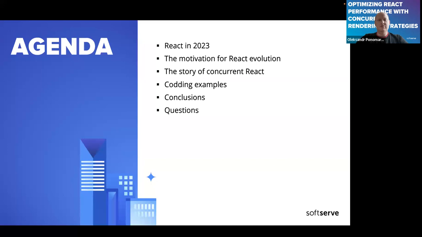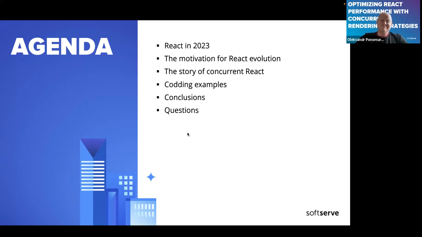According to the agenda, I'll talk a little bit about React's modern state, and renew our memory about what React is at all. After that, I'll explain the motivation for React's evolution, why we have to move to concurrent mode. After that, I'll tell the story of implementing concurrency in React, how it appeared, which obstacles were in front of the React team, and how they overcame them. After that, we have some coding fun, and then conclusions and questions.